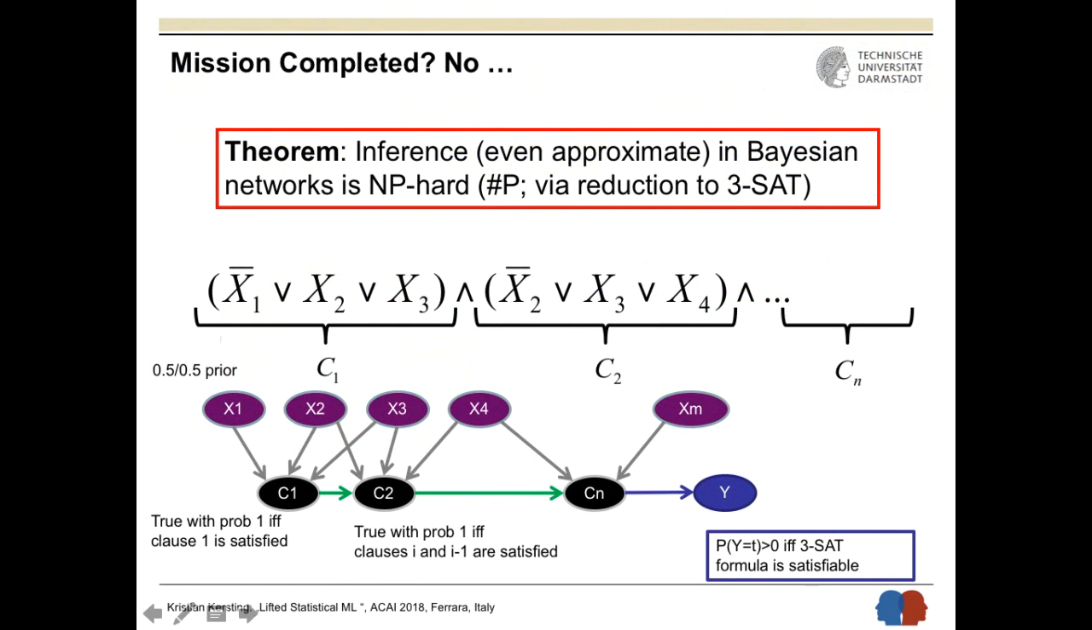is hard to compute. For example, one of the mothers of NP-hard problems is 3-satisfiability. So you would like to have a satisfying configuration for a logical formula, where the clauses are only 3 literals long. And for that, you know that it lies in NP. And now what you can do is turn this logical formula into a Bayesian network.